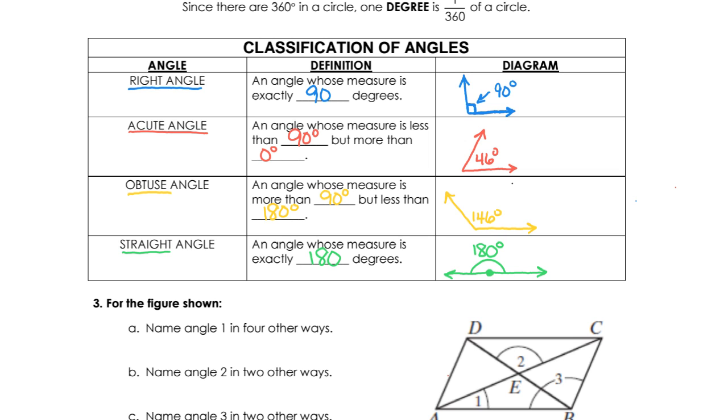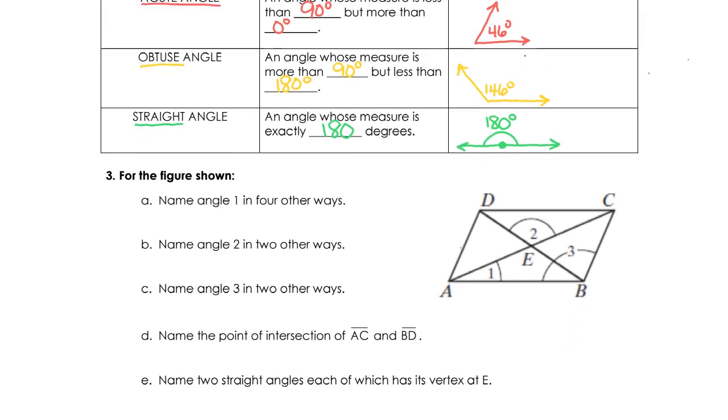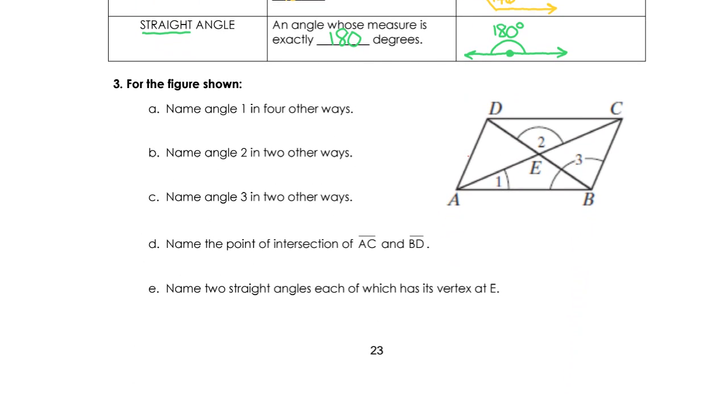Okay, let's go ahead and go down to example 3. And in example 3, it says, for the figure shown, name angle 1 in 4 other ways. So I find angle 1, and then I highlight the one side, I highlight the other side so I can see the letters I'm able to use. And they want to name it in 4 other ways.